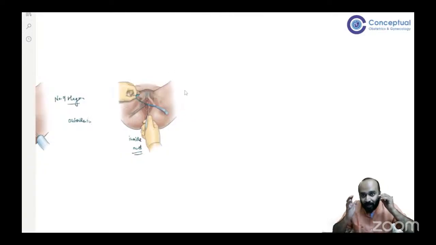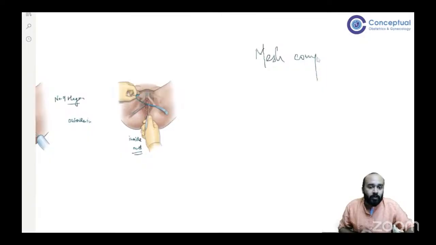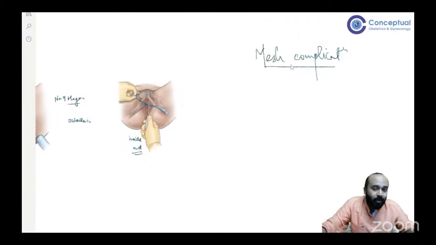And the most dangerous thing that it can do is it can erode either into the vagina or into the bladder, and that can lead to a fistula. So mesh complications are quite significant, which is also why these surgeries with mesh have been banned in Europe, especially in England, but in the USA these surgeries are still being done. My opinion is that if you're doing it properly, these mesh complications do not arise.